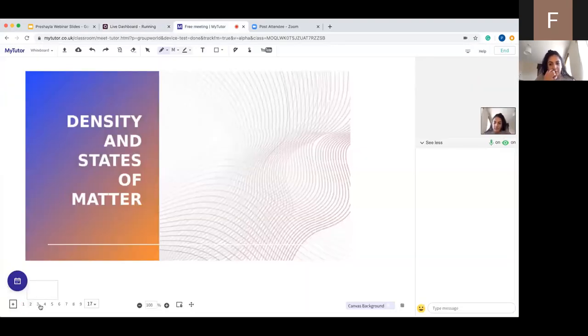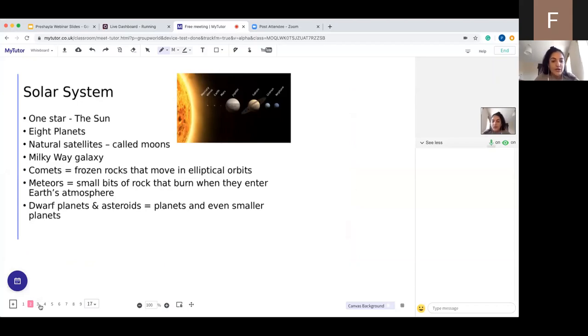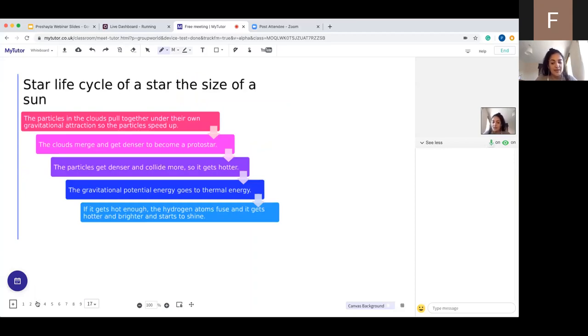So let's quickly go through our space module. So solar system, we know has one star. Our star is called the sun. We have 8 planets in our solar system. We have natural satellites, which are called moons. So the Earth has a moon, but Mercury and Venus don't have moons, and some planets have more than one moon. The galaxy that we belong to is called the Milky Way, and other things that are in our solar system are comets, which are frozen rocks, meteors, which are small bits of rock, and dwarf planets and asteroids such as Pluto, and kind of failed planets that didn't quite make the size that is needed to become a planet.